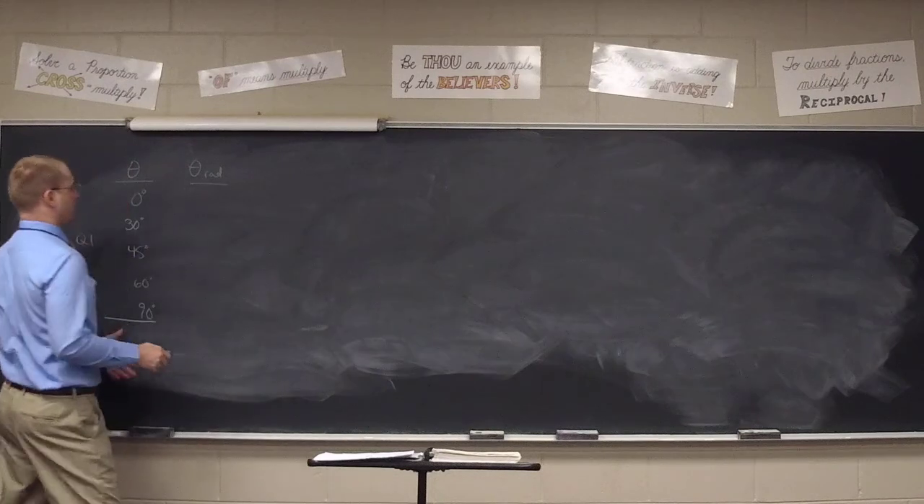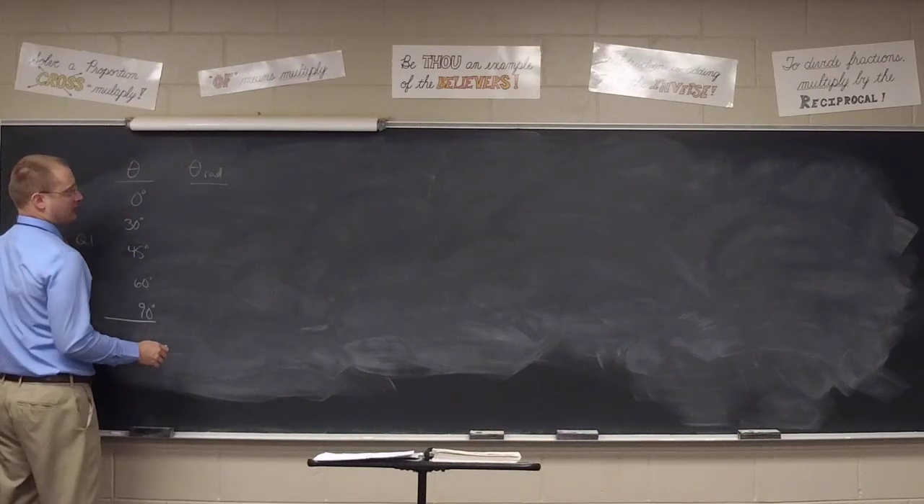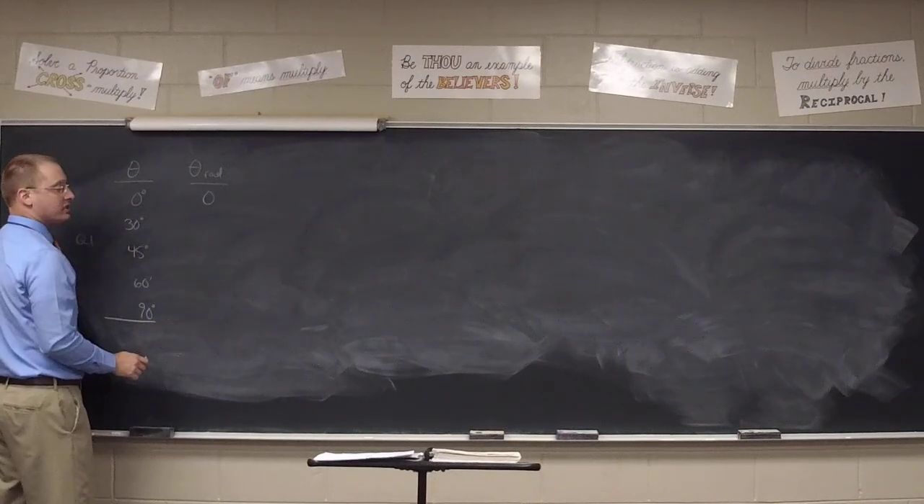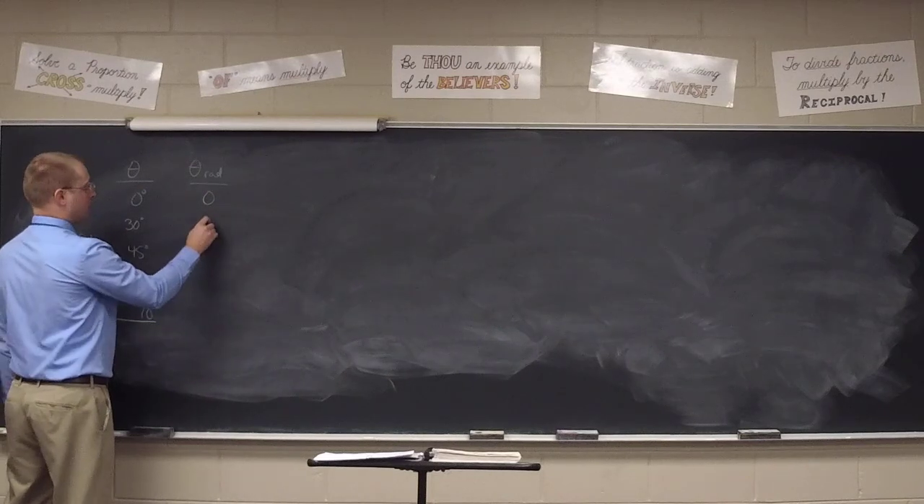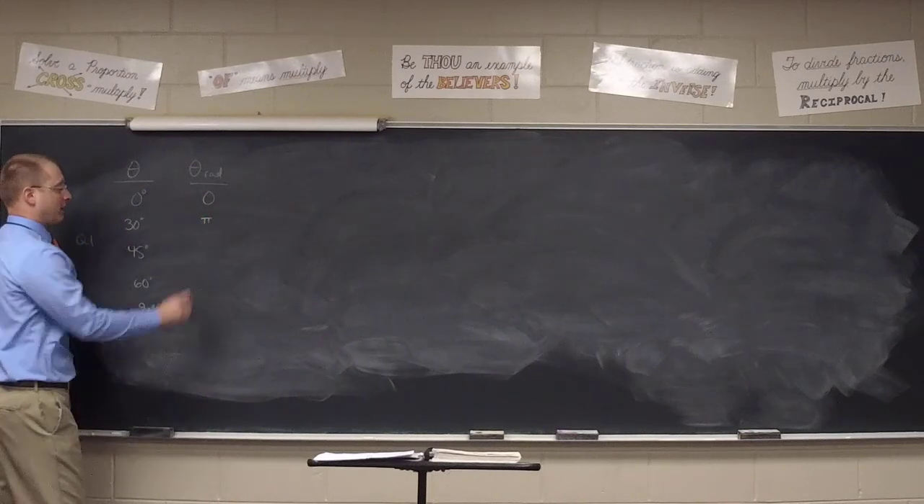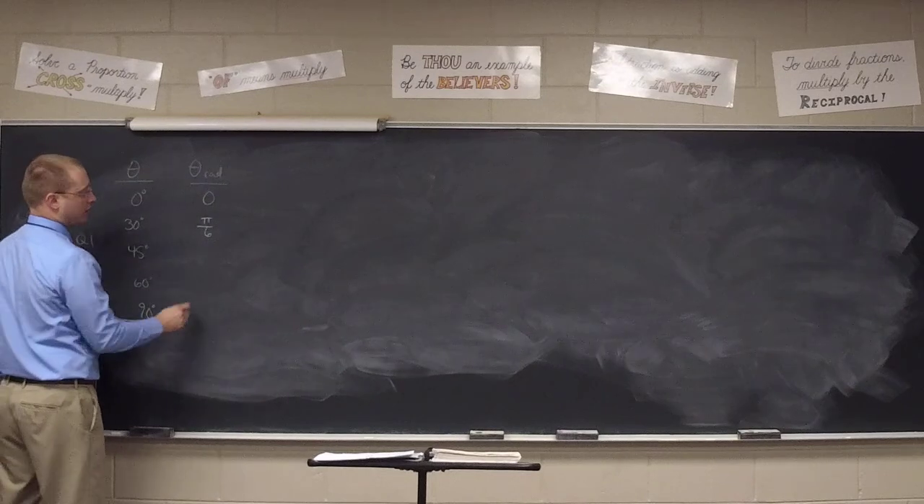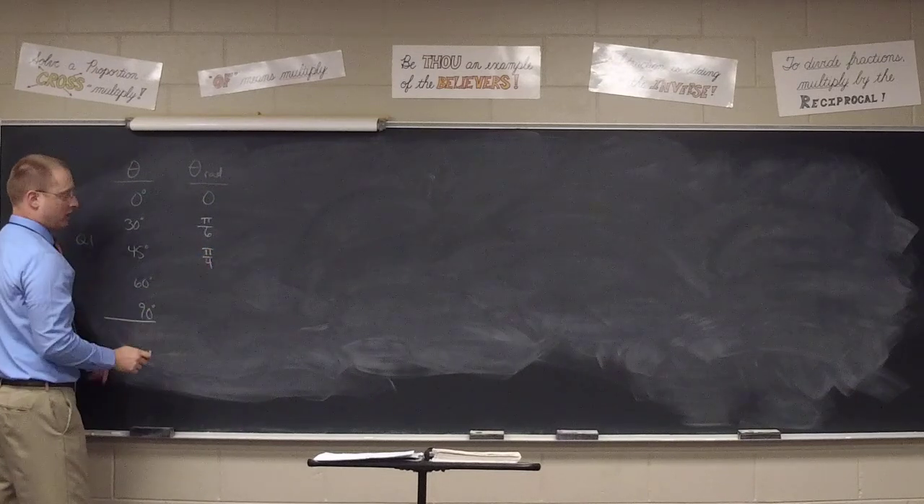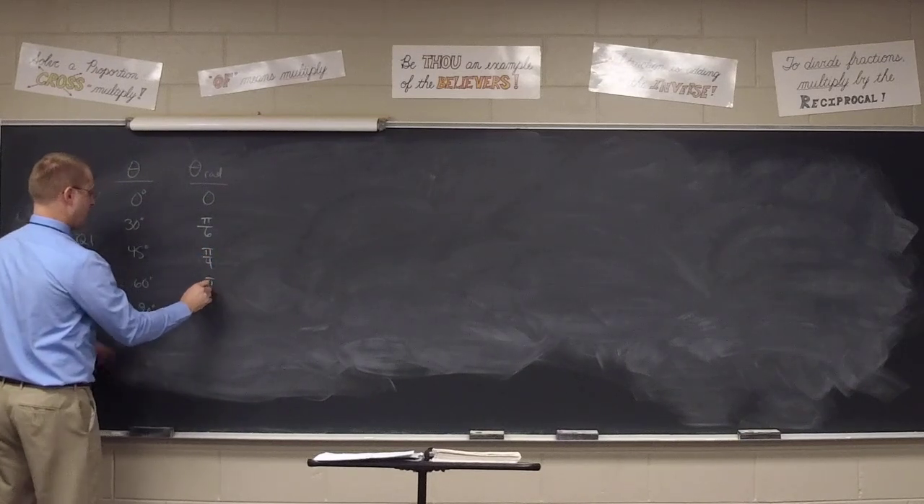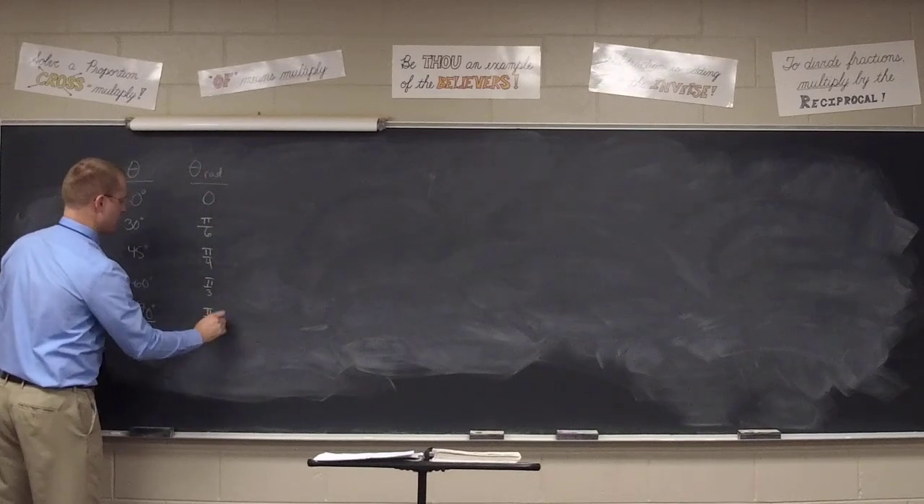We already know what these are in radians, class. 0 degrees is how many radians? 0. I'm going to fill that in. 30 degrees, pi over 6. 45 degrees, pi over 4. 60 degrees, pi over 3. And 90 degrees, pi over 2. Okay, these are ones we memorized earlier.